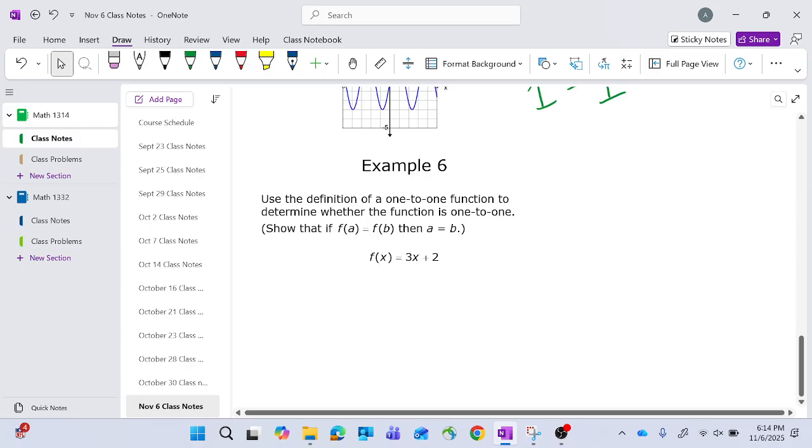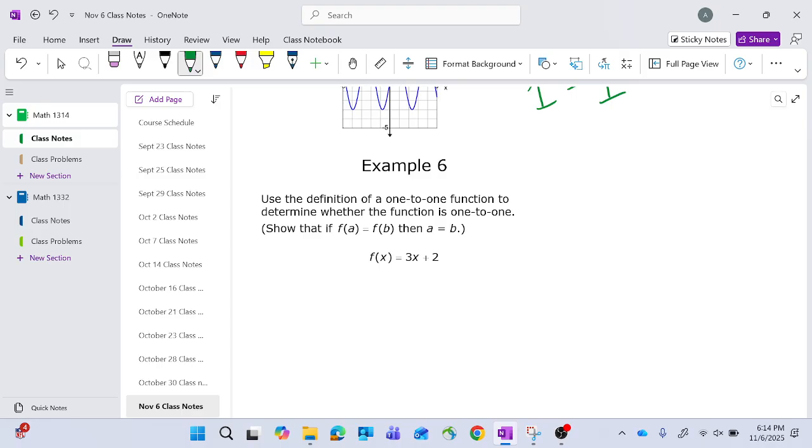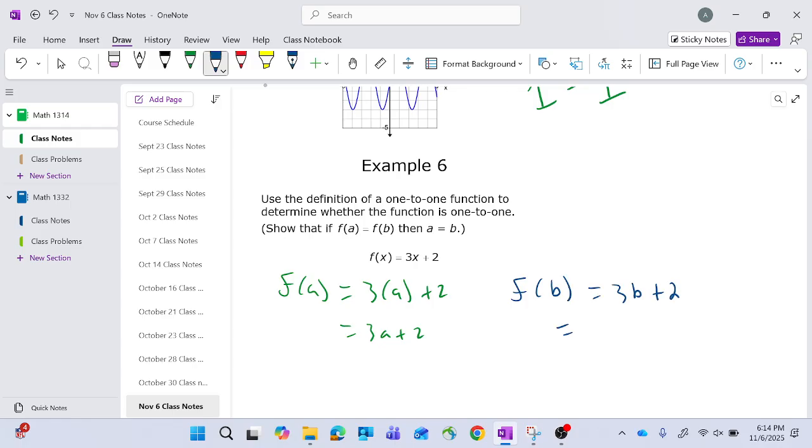So what you can do here is plug in f of a and see what you get. F of a equals 3 times a plus 2, so f of a equals 3a plus 2. That's really all you can do. F of b equals 3b plus 2. So f of b is just 3b plus 2, and f of a is 3a plus 2.